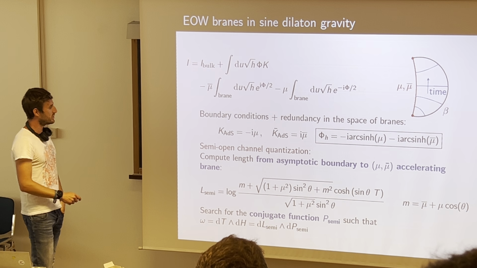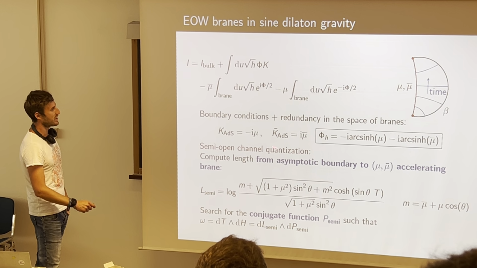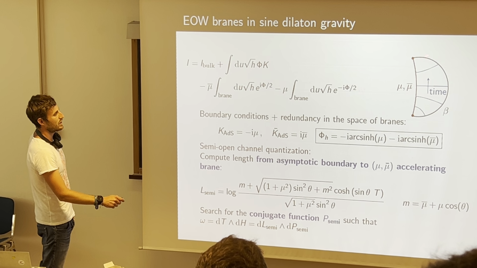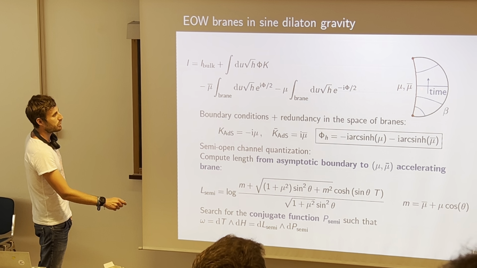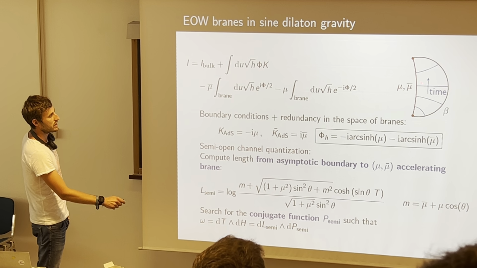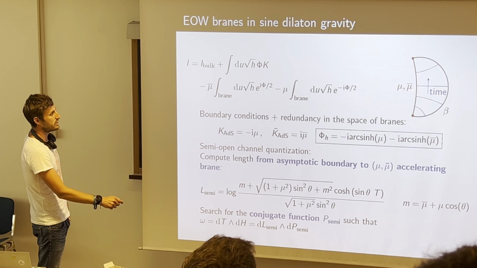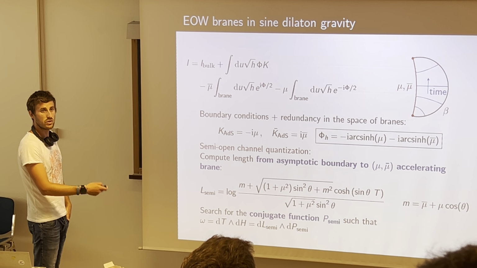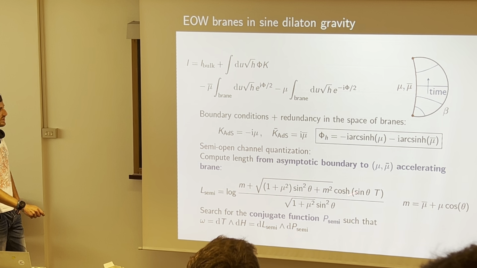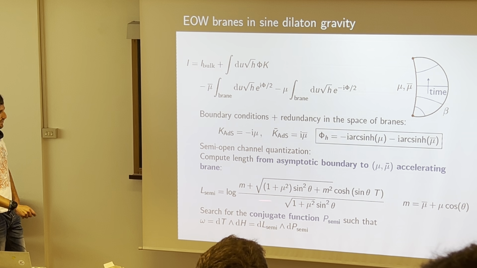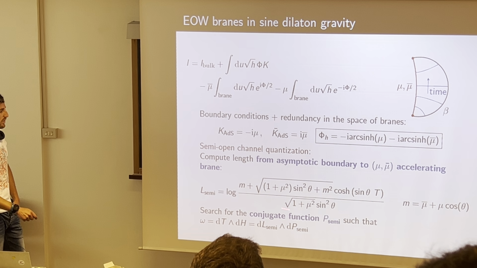So I want to use the so-called semi-open channel quantization. So what's the framework now? Now I have a boundary brane here, parameterized by mu and mu bar. And I want to compute the length of this slice here that is ending on one side on the asymptotic boundary and on the other side on the constant accelerating brane. This is a very non-trivial computation to compute this length in an effective AdS2 background, but this is the form of the result as a function of mu and mu bar.